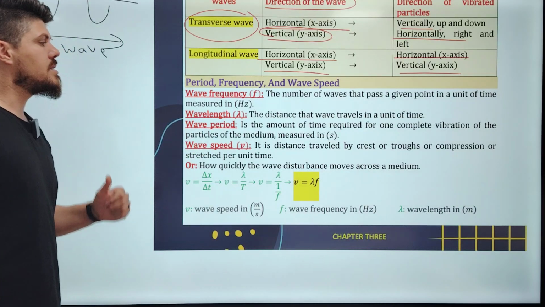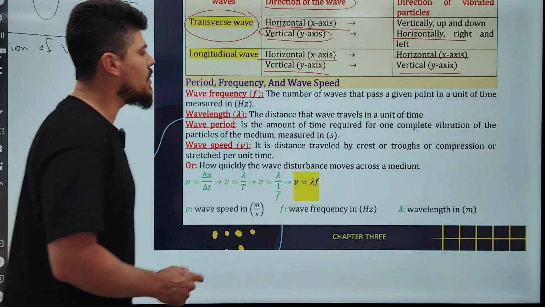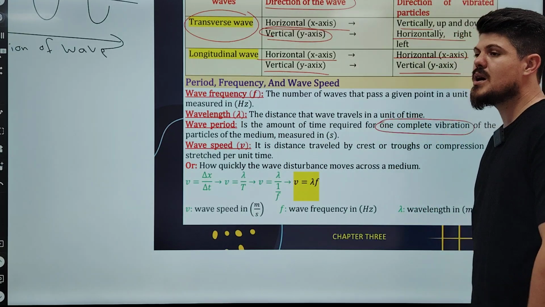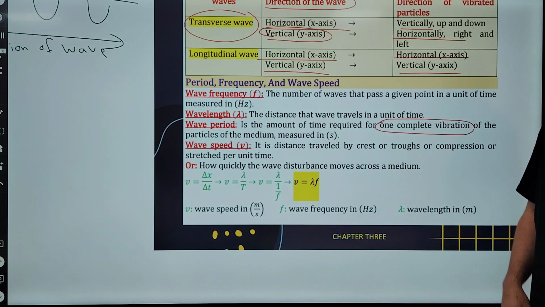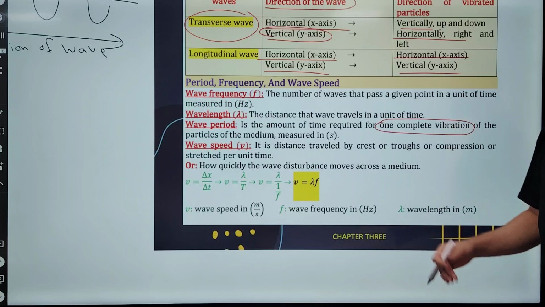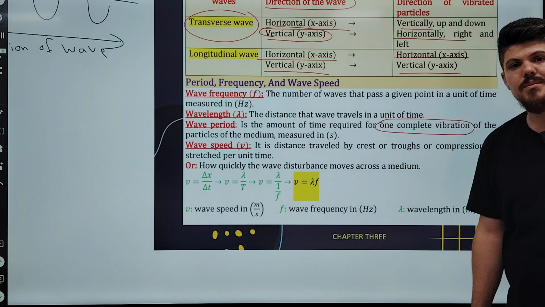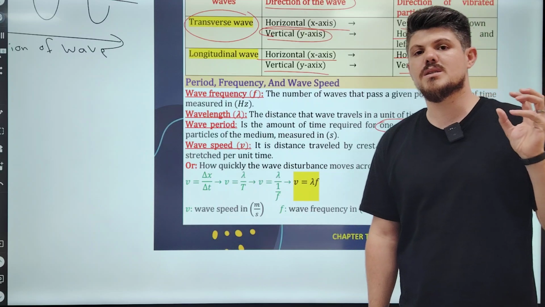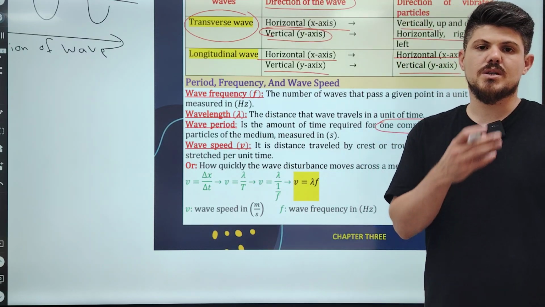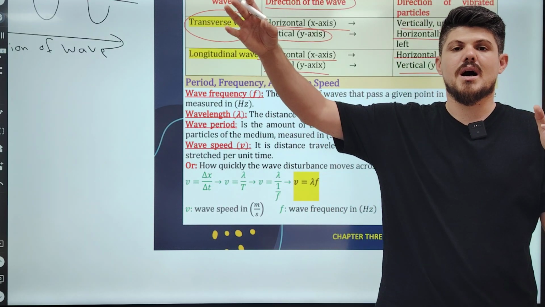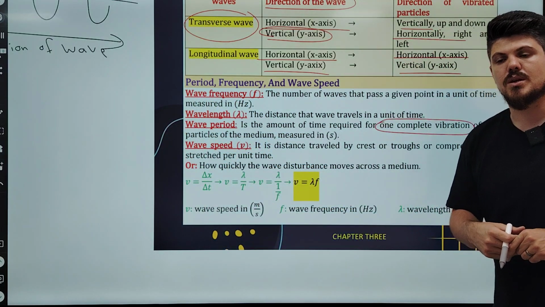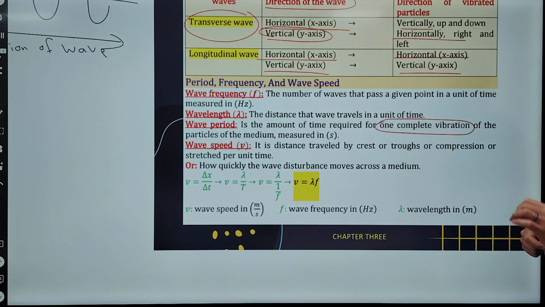Wave period is the amount of time required for how many vibrations? One complete vibration. Okay? And also in section 2, you have learned what the period is, the time that it takes for one complete oscillation. For example, if you release a bulb from the highest point, moving to the highest one on the other side and back to the same position. This is the period for one complete oscillation.